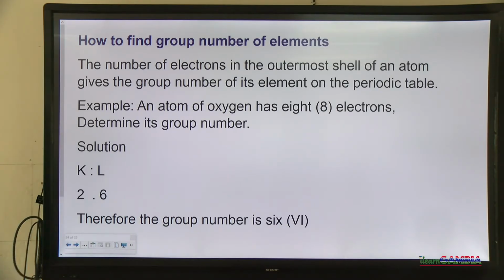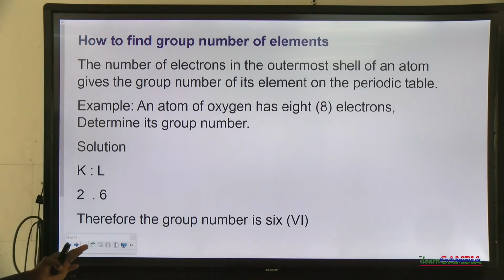And how do we find the group number of elements? As we have seen in the previous slide, if you have an atom, the number of electrons found in its outermost shell usually represents the group number of the element.